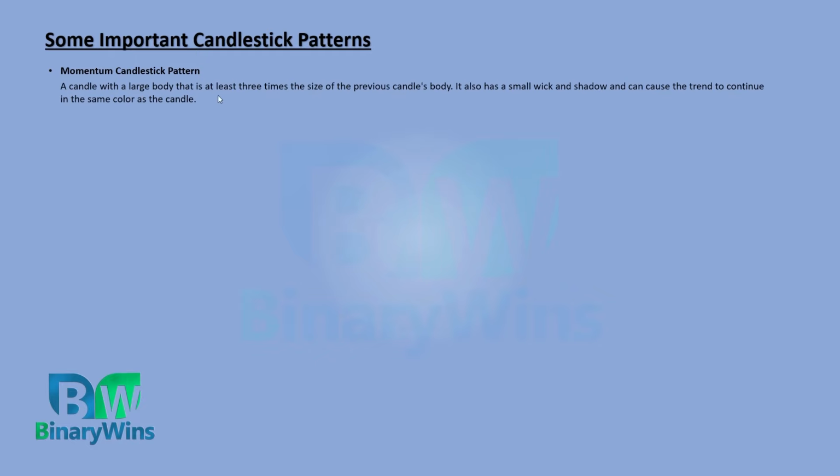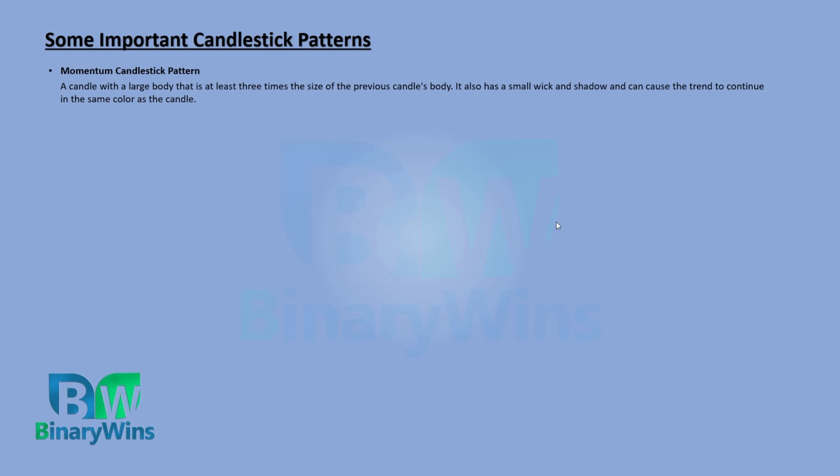Well, the first candlestick pattern is the momentum candlestick pattern. The momentum candle is a candlestick with a large body and of course, small shadows. And its dimensions must be at least 3 times the body of the previous candle. With the formation of this candle, after the conditions that I will mention, we can enter a trade in the same direction as the momentum candle on the next candle.